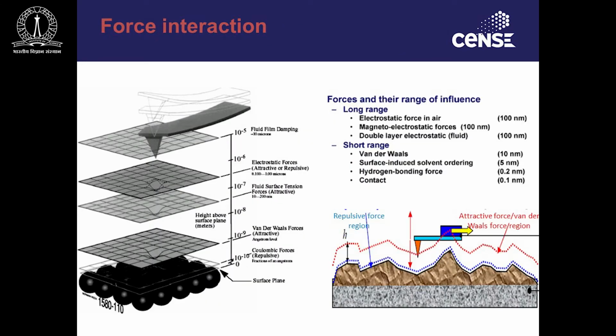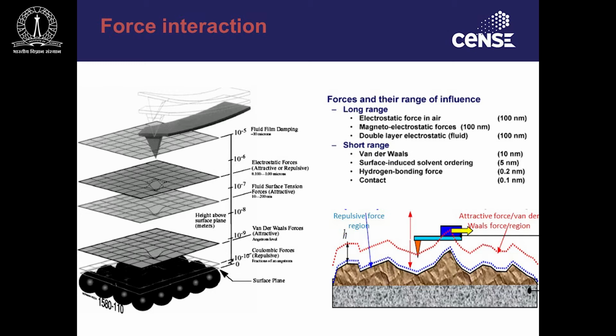Again, coming back to atomic force microscopy principle. So how does it do it? There are different ranges or regimes of interaction above the surface. If you take a tip which is attached to the cantilever very close to the sample, how would it interact with the surface? So there are different ranges of forces which we call long range forces and short range forces. If you look at them, there are electrostatic forces in air, magneto-electrostatic forces, double layer electrostatic forces. These all come in long range forces. They are around 100 nanometers in range above the surface.